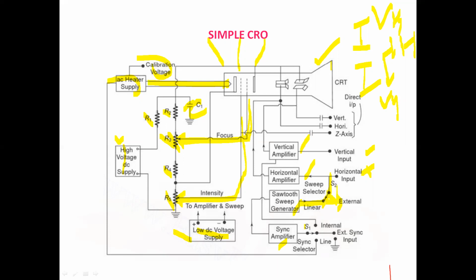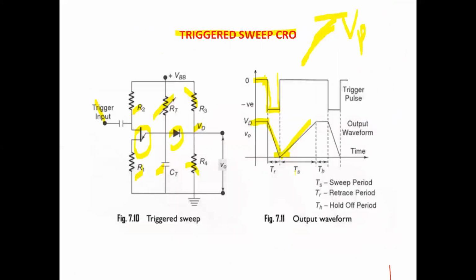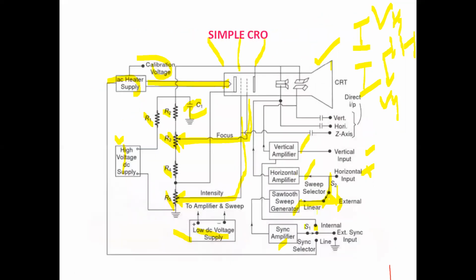Is it clear? Next, look here, the switch S1. The function of this switch S1 is synchronization. If the synchronization switch is connected to internal, the internal sweep generator gets synchronized. If it is connected to external, it synchronizes with the externally given signal. If it is given to line, it is synchronized with the line signal. So the synchronization switch can be placed in any of three positions: internal, external, or line.